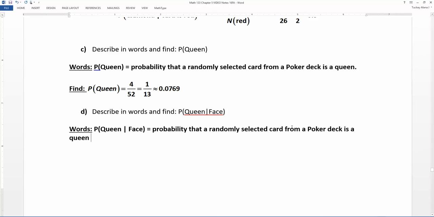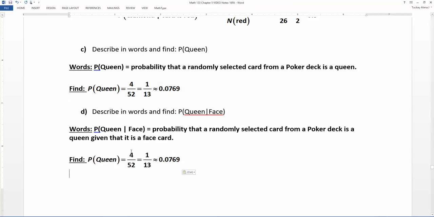So it's the probability that a randomly selected card from a poker deck is a queen, given that we know it is a face card. Or how about this, instead of we know, given that it is a face card. Okay, so given that you were passed a face card, or a relative that you want to beat at the card game was passed a face card, what's the chances that they were given a queen? Okay, now we're going to find it.